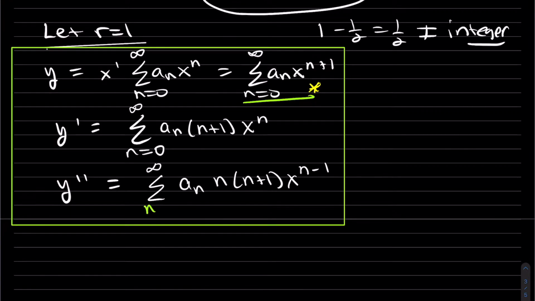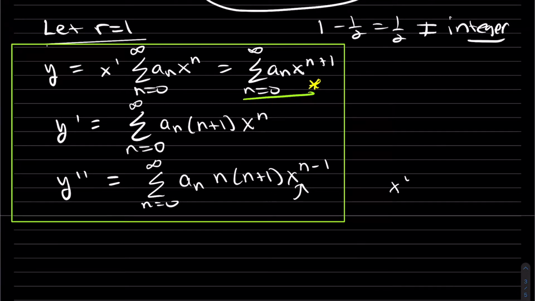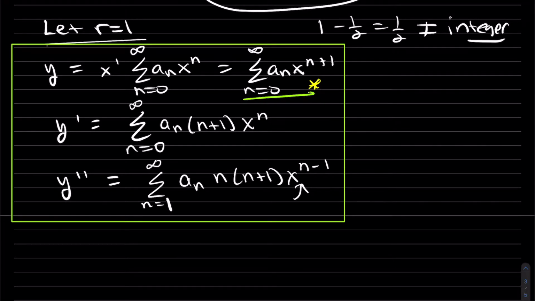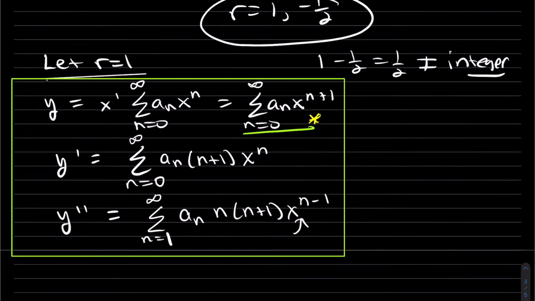So here, if I plug in 0 here, I'll have x to the 0 minus 1. That'll be x to the minus 1, which is 1 over x. Can't have that. So here we do have to start this at 1. So it's x to the 1 minus 1, which is x to the 0. That's where we want it to start, okay? So again, this one's a little bit harder. We have to be mindful of where it starts. It's going to be very important when we plug it into the DE.